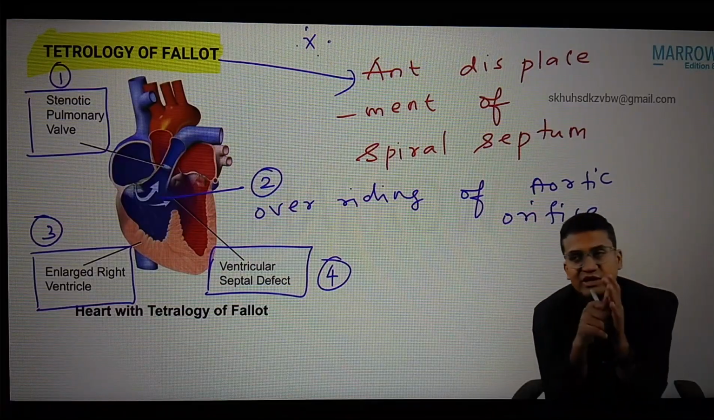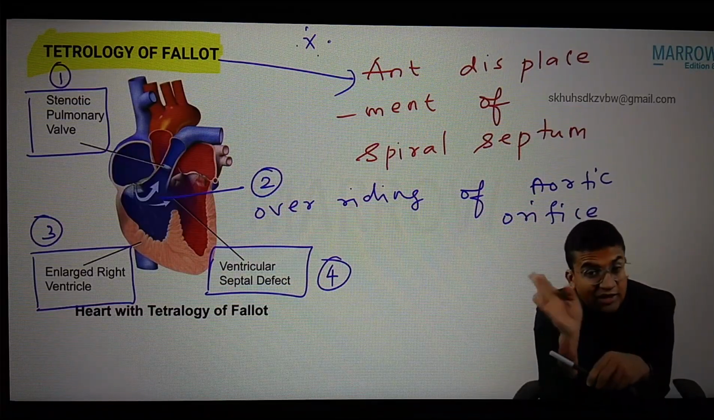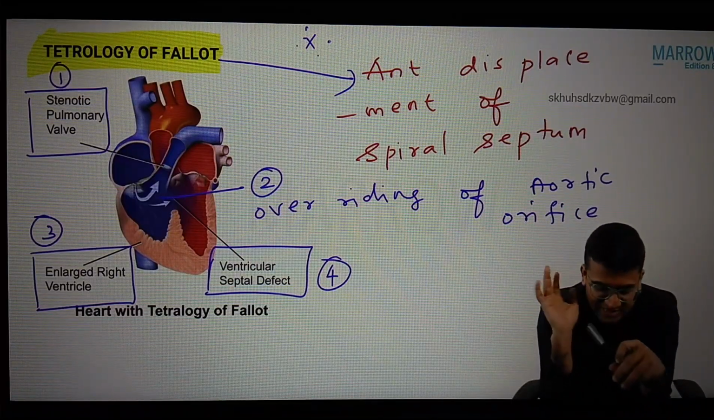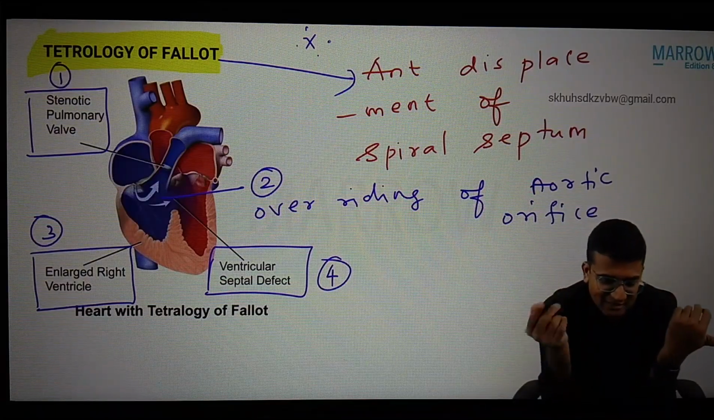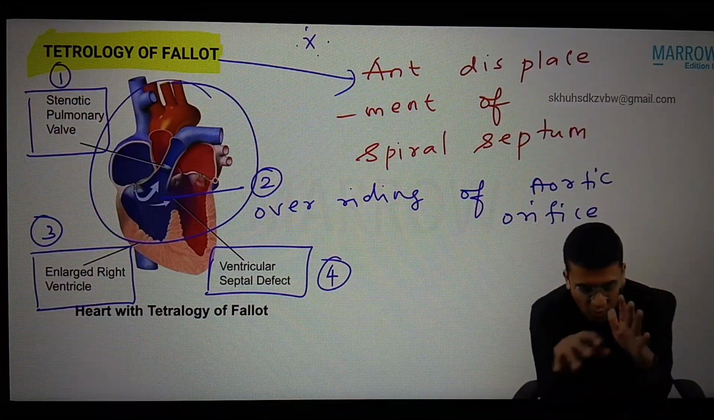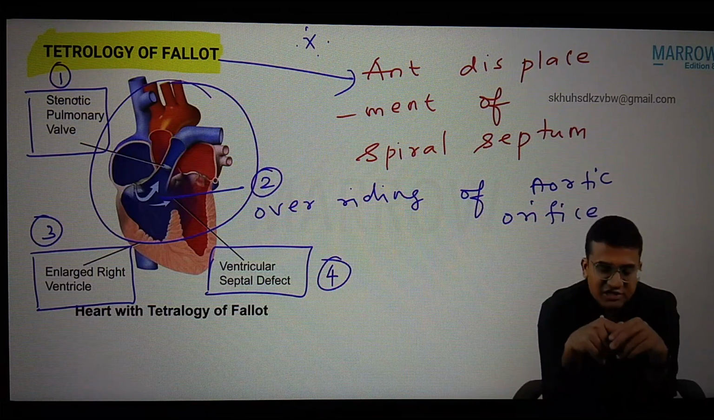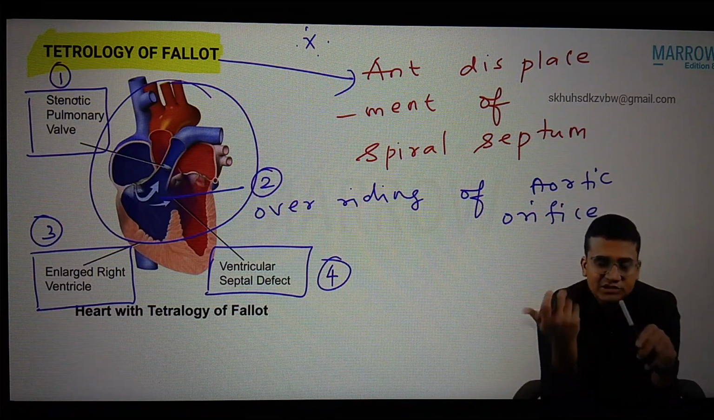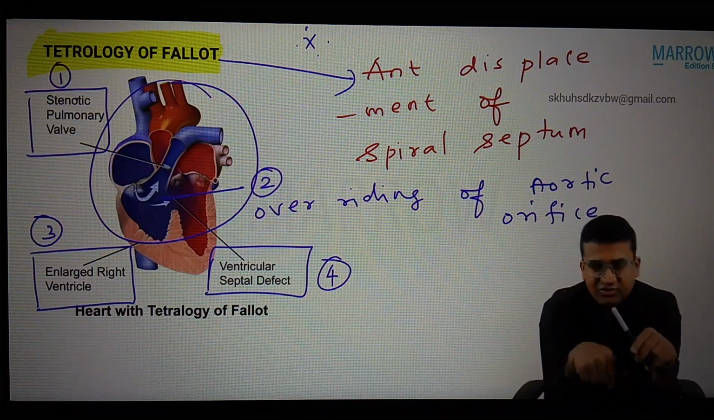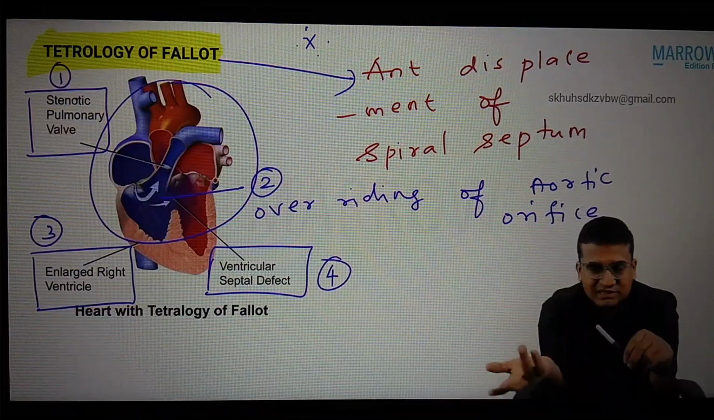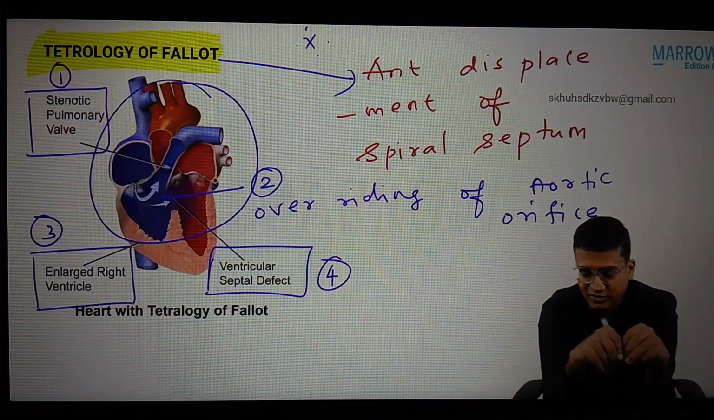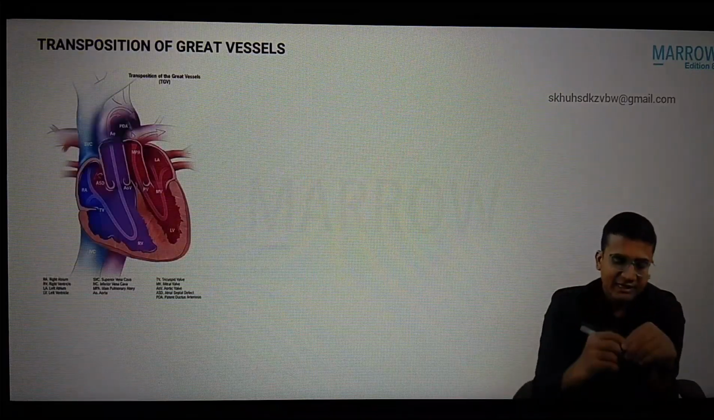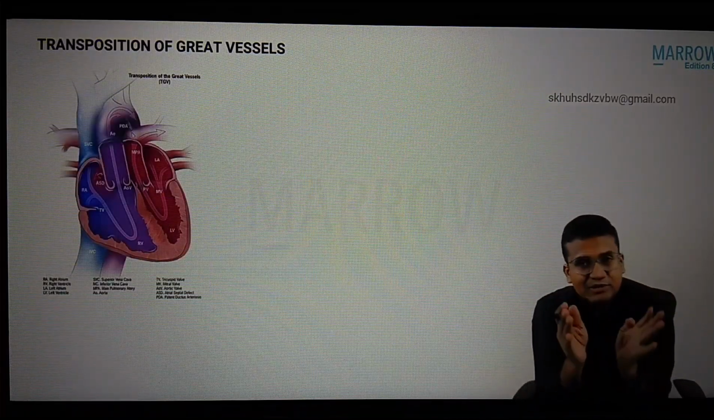Very old AIIMS question. Very old means 2014-15 range. We got this question in the AIIMS exam. So in the coming NEET exam or INI-CET exam, they can give you an image-based question. They won't mark the features of tetralogy of Fallot. Simply they will give the diagram. So from the diagram you have to identify tetralogy of Fallot, and the question will be that this given condition is due to anterior displacement of the conotruncal septum. Okay, spiral septum.